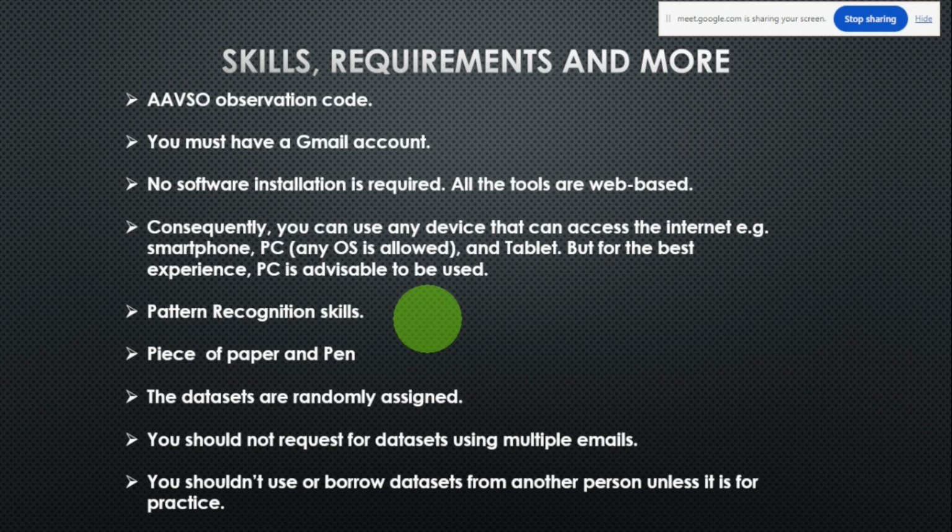Then, the data are randomly assigned. You should not request a data set using multiple emails. I asked Dr. Rob about this. He said, no, don't do that. Use one email per 2 weeks. If they discover that you are using multiple emails, they are going to stop you from doing that. So don't try to use multiple emails to request data.